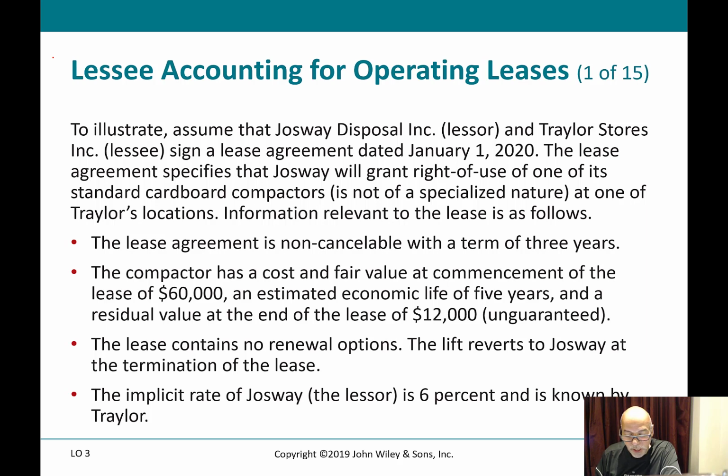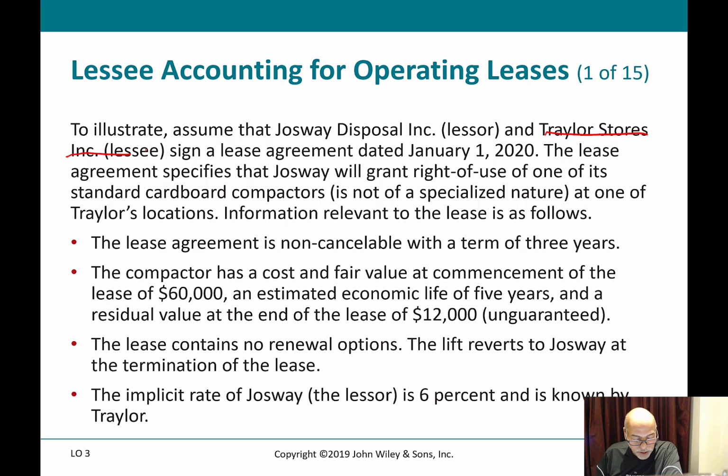We have Joss Way and Taylor Stores. Taylor is the lessee. Joss Way is the lessor. We're going to deal with the lessee first, Taylor here. They sign a lease agreement dated January 1st, 2020. The lease agreement specifies that Joss Way will grant a right of use of one of its standard cardboard compactors, not specialized, so it's not going to meet the alternative use test. We know we're not going to meet that one, so this is going to be an operating lease anyway.